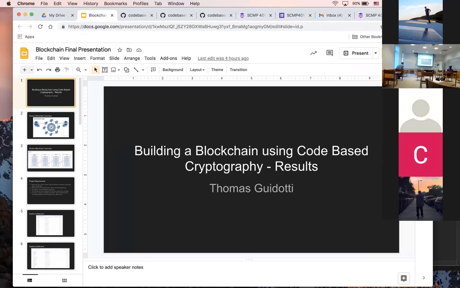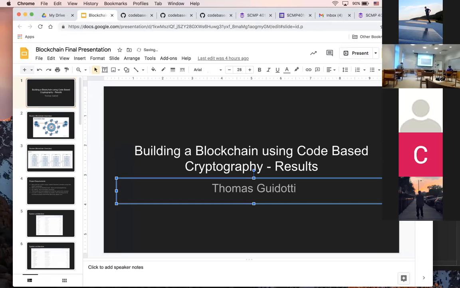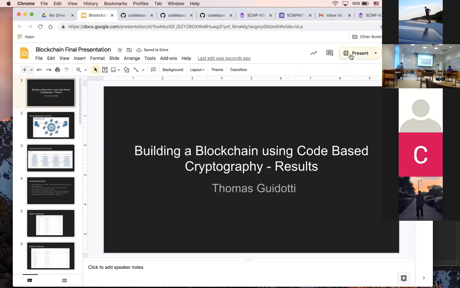Yeah, so I'm going to be talking about building a blockchain system simulation using code-based cryptography. I'll first review a little bit about what blockchain is, and then I'll talk about the overall object-oriented design, go quickly through that, and then I'll talk more about some of what I've been working on with the actual code-based cryptography aspects of the project. So let's get into it.